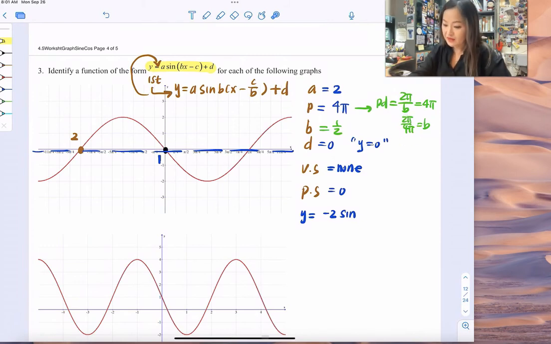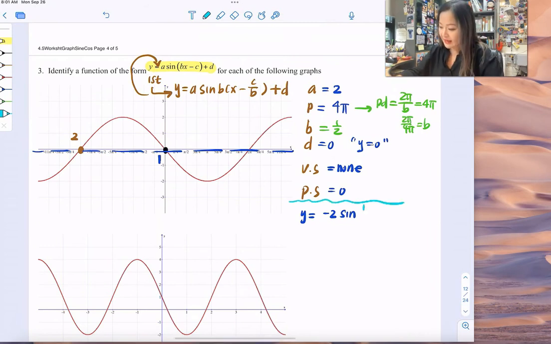Okay, I think we're done. What I mean by that is this. I know for sure my b is 1/2. I know my phase shift: I went to the right, nothing, to the left, nothing. Because remember, I'm doing this one first. I'm going to highlight the first one I'm doing. Okay? That's my first one.